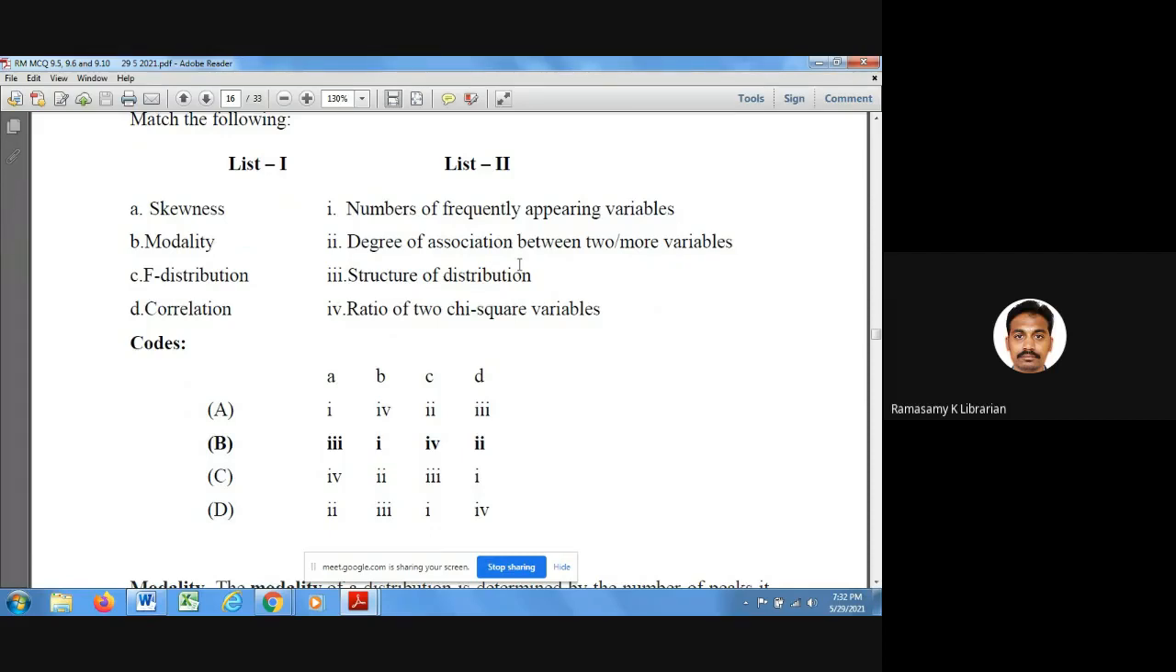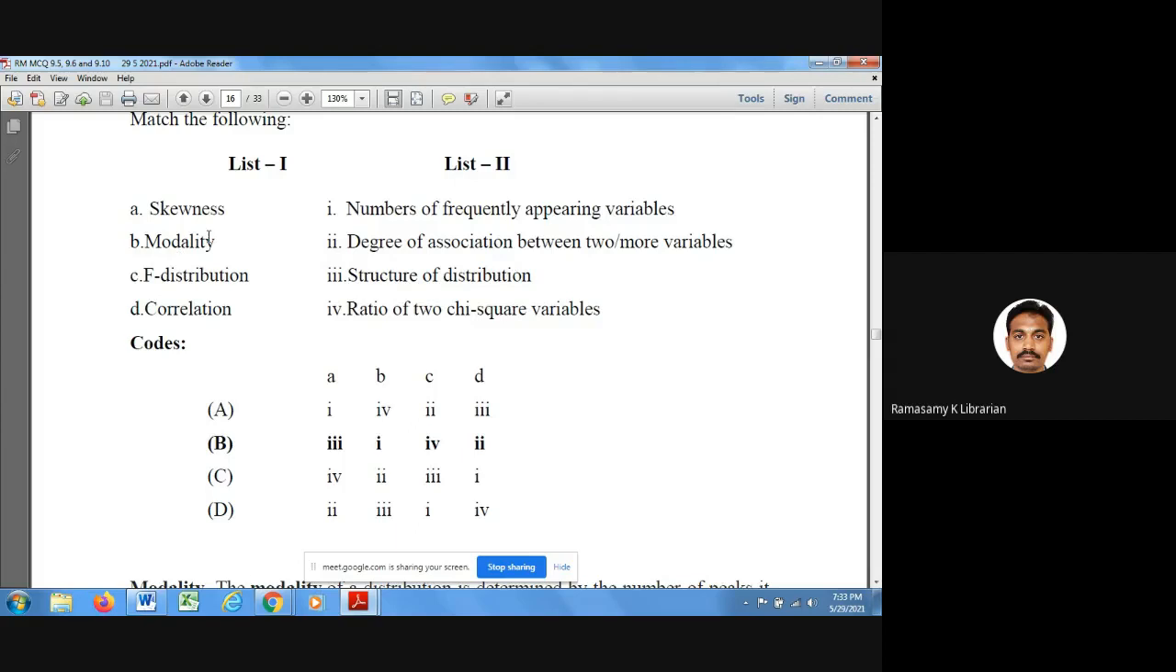But if most of the observations are revolving around the mean, you have fewer observations which are less than the mean and fewer observations which are more than the mean. That is called a perfect skewness, where you can see a bell-shaped curve in a histogram. So skewness talks about the structure of distribution. Fine. What about modality?